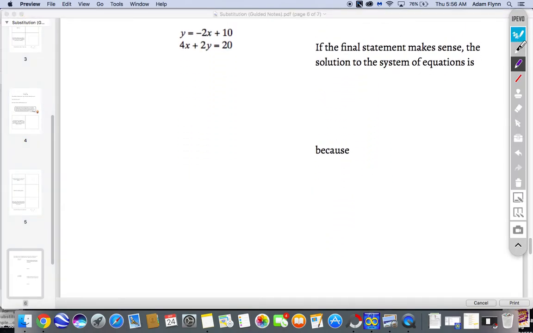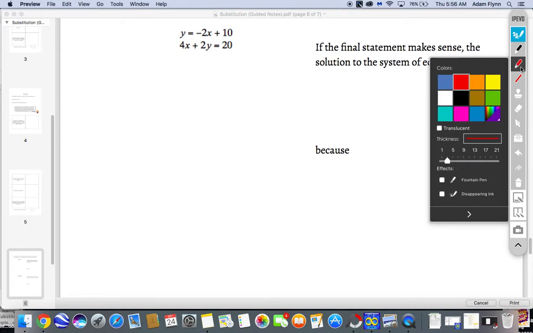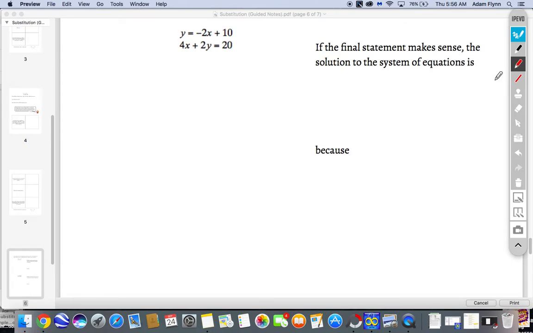Now let's take a look at our other example. So I have y equals negative 2x plus 10 and 4x plus 2y equals 20. Okay, so I do have a variable that's isolated. I've got this y all by its lonesome up here in the top equation. So that means I can take this negative 2x plus 10 and I can substitute it in for y into the bottom equation, since I know y and negative 2x plus 10 are equivalent. They're the same thing. So if I do that, I'll rewrite my bottom equation.